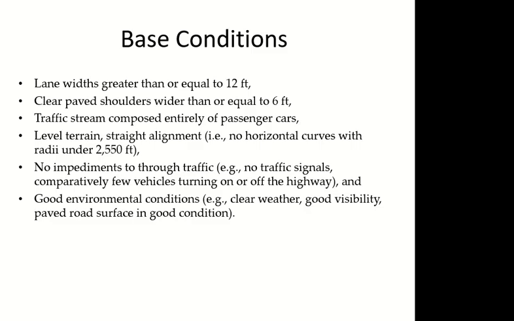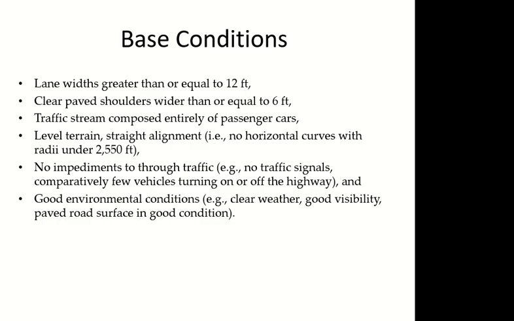Okay, the base conditions, ideal conditions. Two-lane highways have these ideal conditions, which are very similar to what we have seen for freeways as well. Lane width 12 feet or more, lateral clearance 6 feet or more; the shoulder is part of the lateral clearance. Okay, traffic stream, all passenger cars.